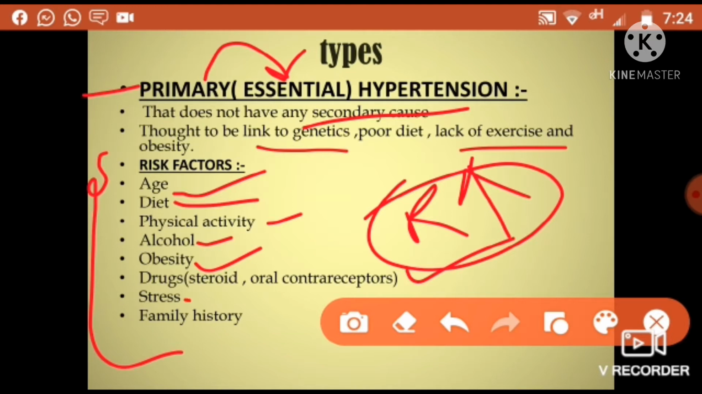Stress. What is stress? The tension. Which type of tension? Psychological stress.